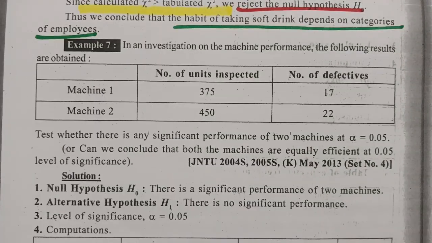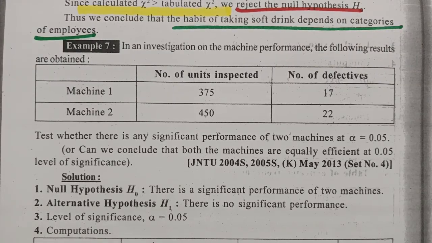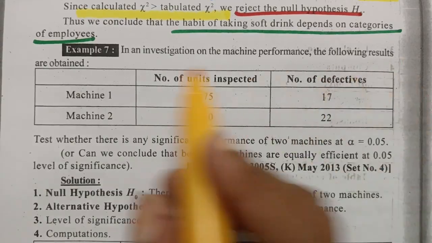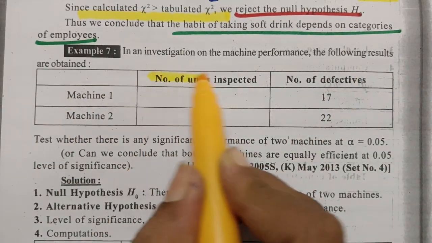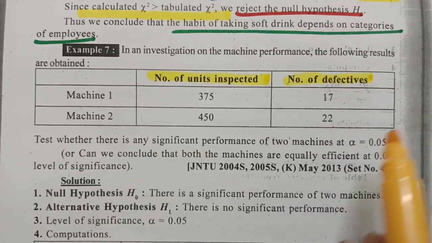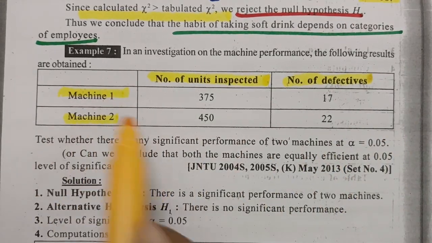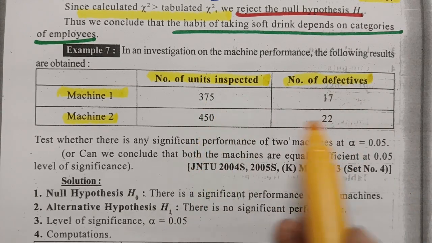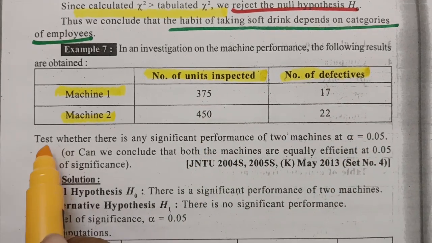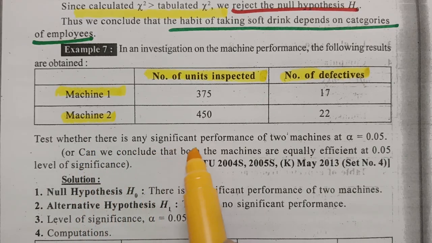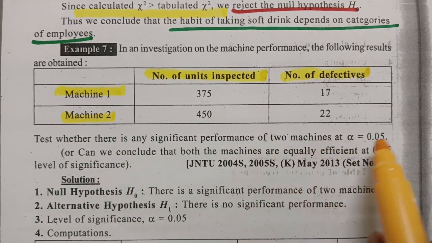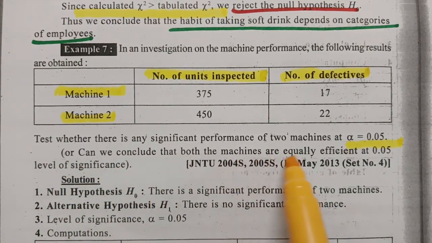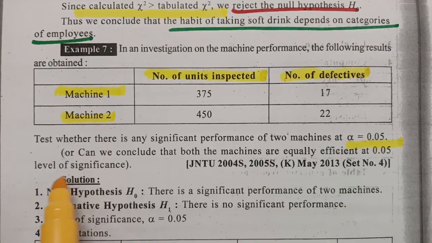And the next one, going to the 7th example here, it is also very easy. In an investigation on machine performance, the following results are obtained: the number of units inspected and the number of defectives. This is machine 1 and machine 2. The data given is 375, 17, 450 and 22. Next we have to test whether there is any significant difference in the performance of the two machines at alpha equal to 0.05, or can we conclude that both machines are equally effective at 0.05 level of significance.